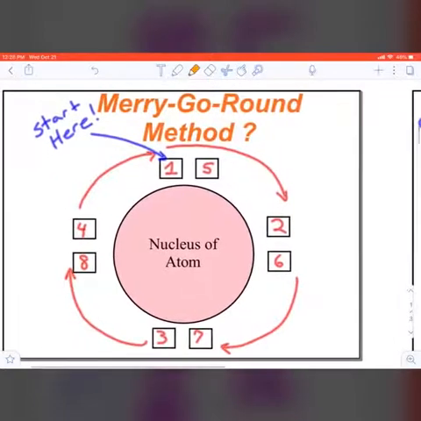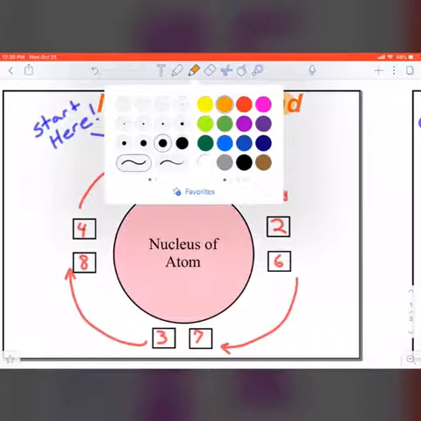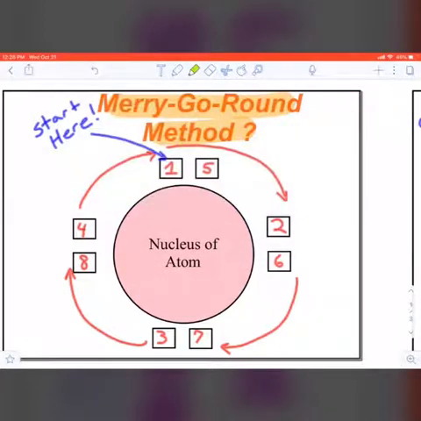Before we get into here, we're going to talk about something called the merry-go-round method. The merry-go-round is like the horses at the fair, all that kind of stuff. You've probably seen all that around there. For the point of this, we're going to start in this spot right here. I also like to think of them as places at a table. There are 8 places, or 8 seats, at a table.